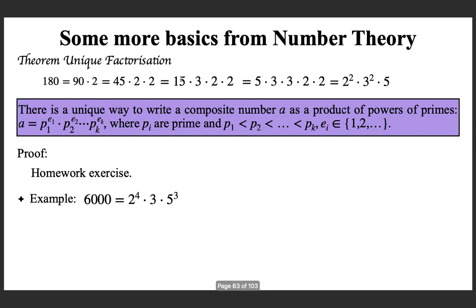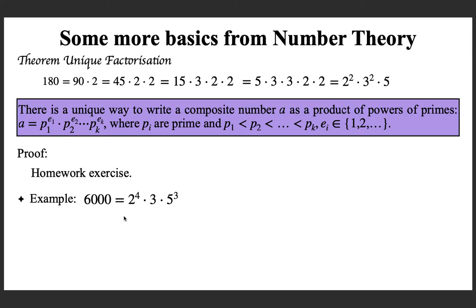Another example you can see, if you look at the composite number 6000, you can write it as a product of prime powers, 2 to the power 4 multiplied by 3 multiplied by 5 to the power 3. Just verify that it is correct.